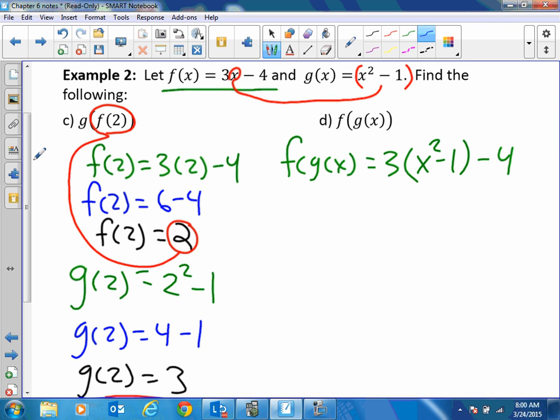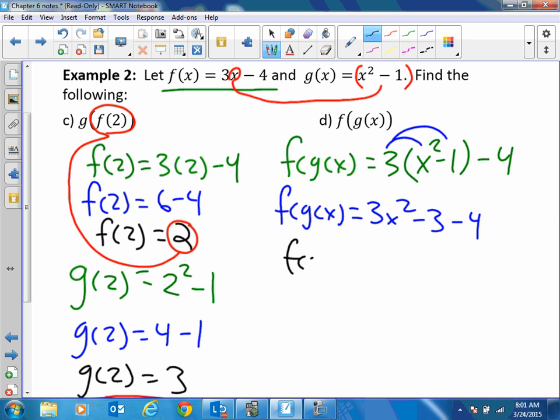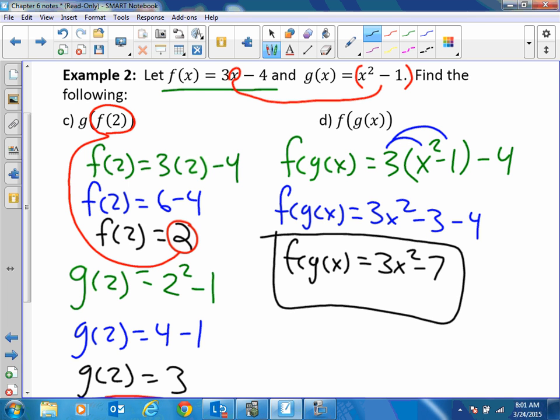And then if it's easy to simplify, you can. If it's not, then don't. But this one's pretty easy to simplify, so we're going to do that. So we got f of g of x equals 3x squared minus 3 minus 4. Then you can combine the terms. F of g of x equals 3x squared minus 7. And that would be your answer.